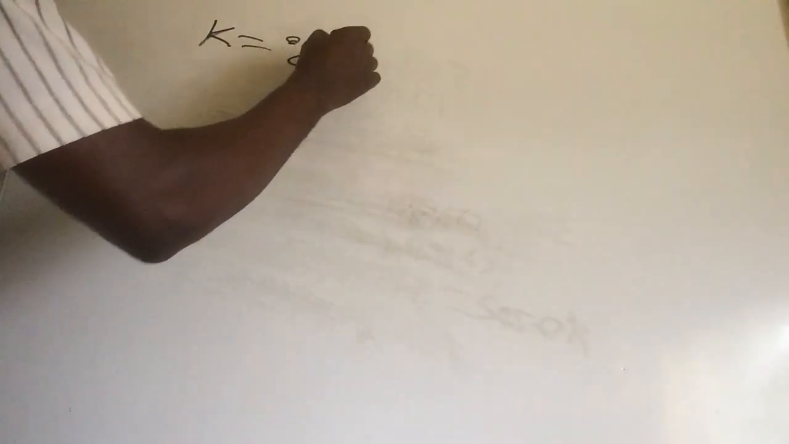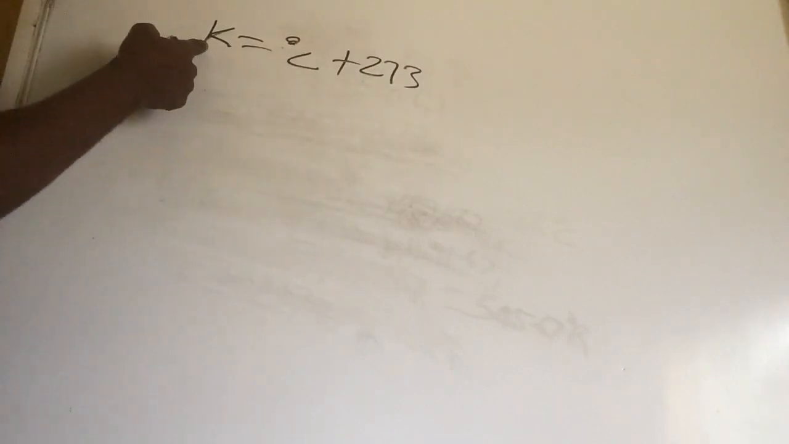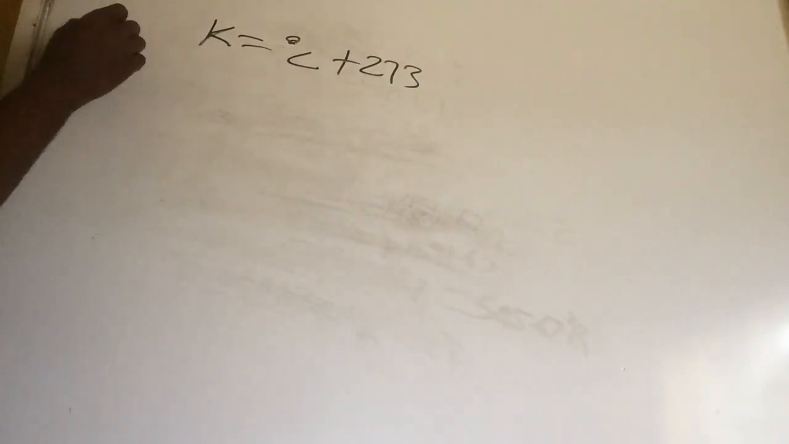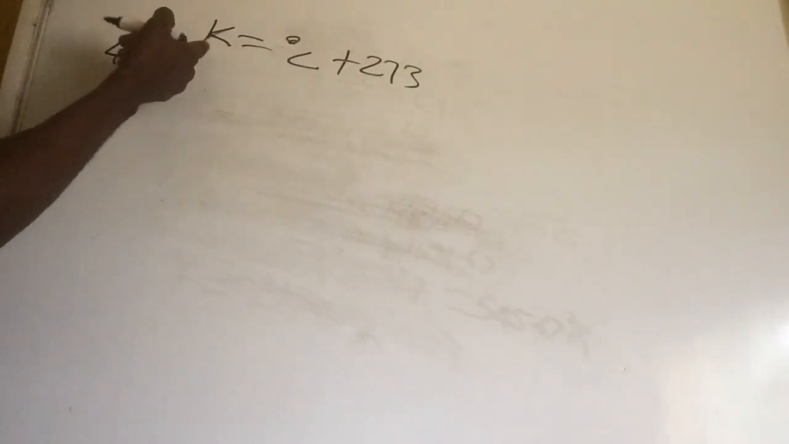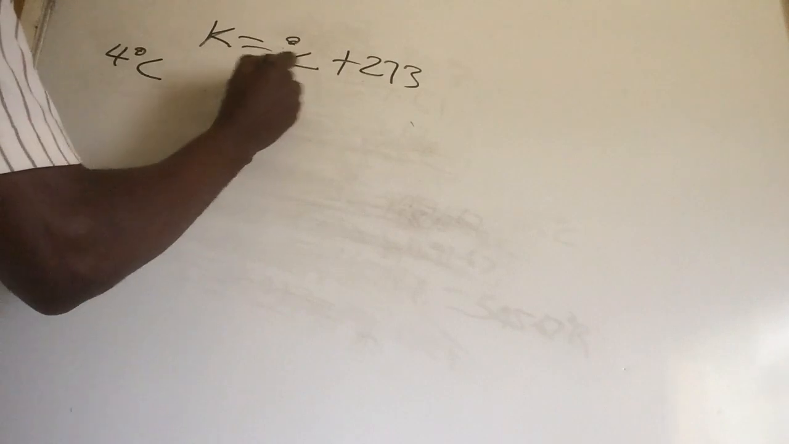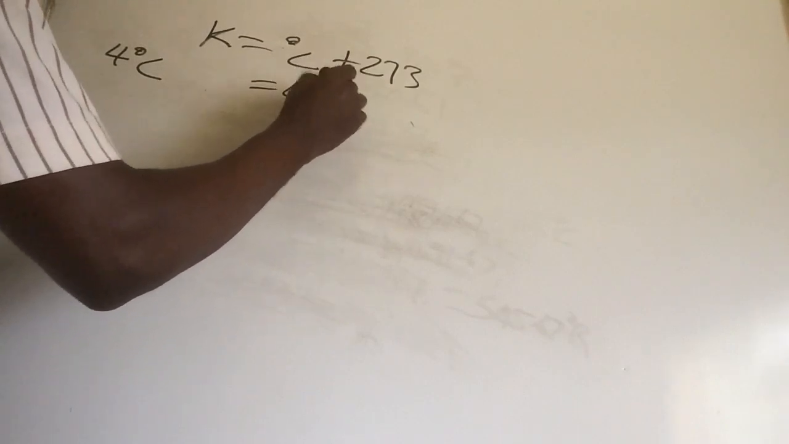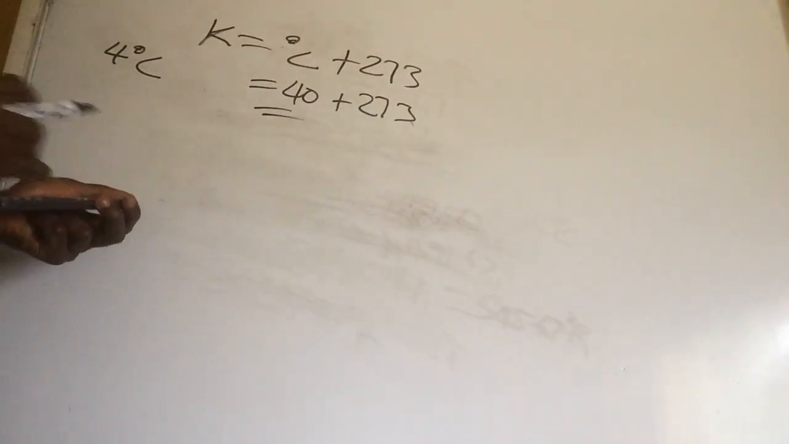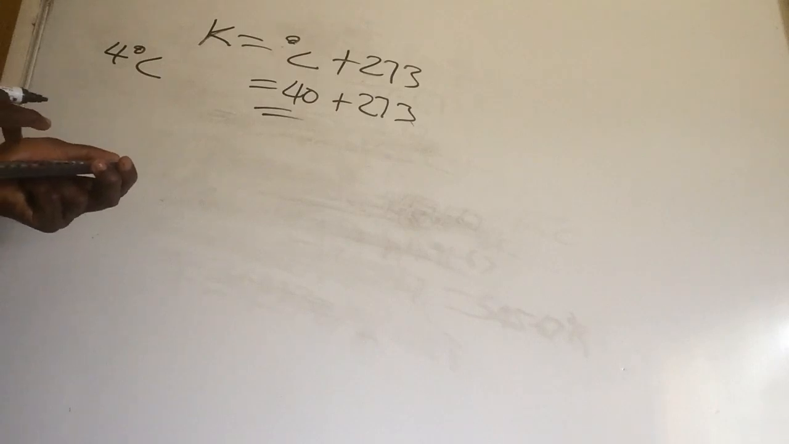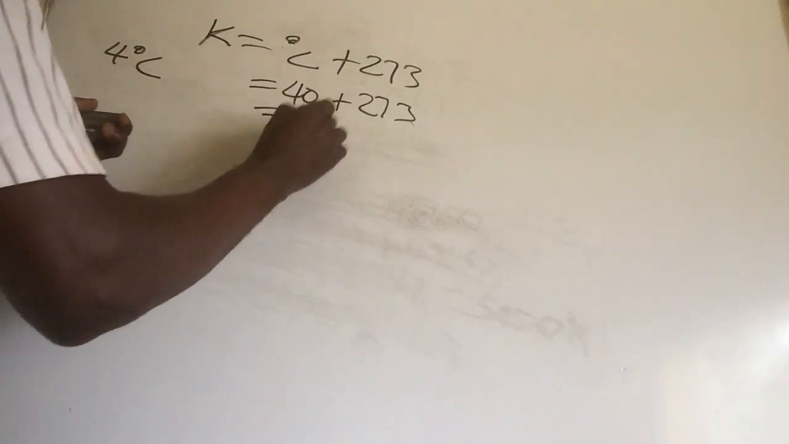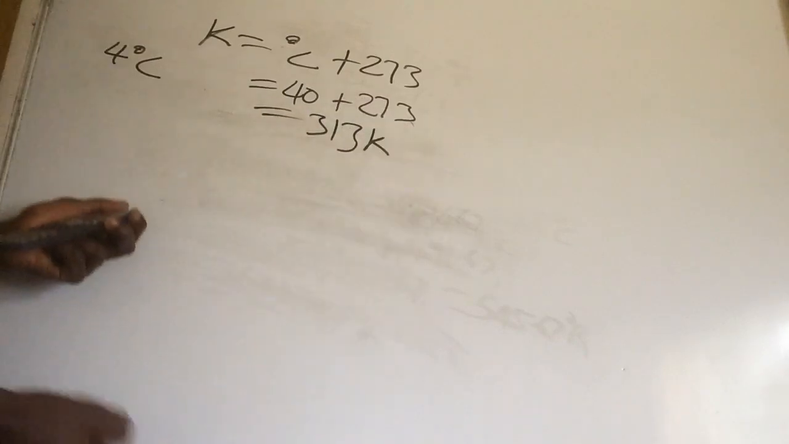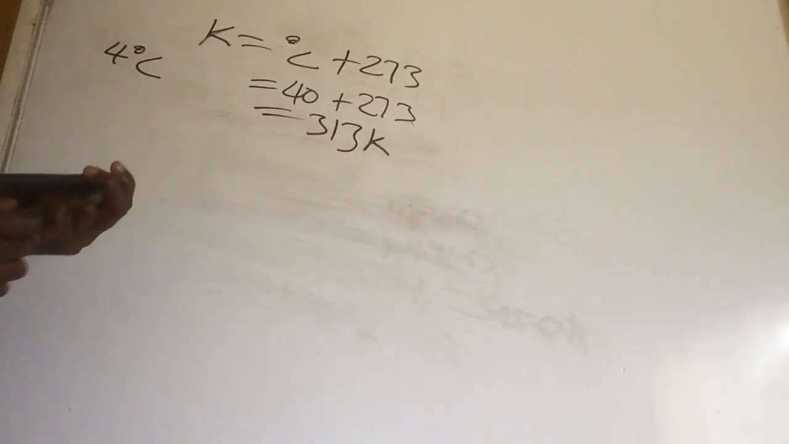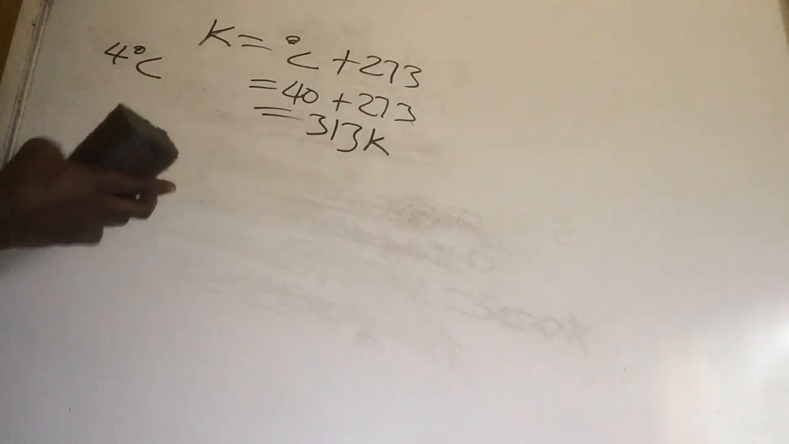Relating Kelvin to degrees Celsius. Kelvin equals degrees Celsius plus 273. You have converted it to Kelvin. So if you have 40 degrees Celsius and want to convert it to Kelvin, you just use this formula, which is 40 degrees Celsius plus 273. When you add it, it will give you 313 Kelvin.